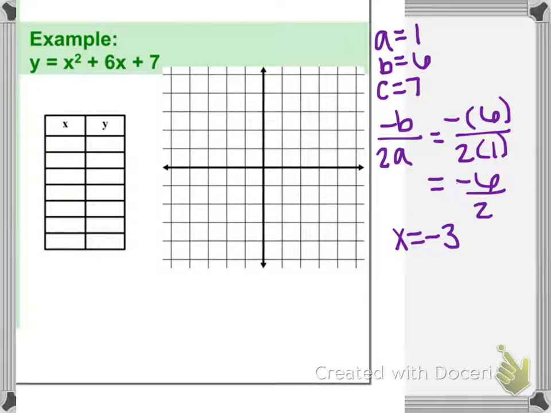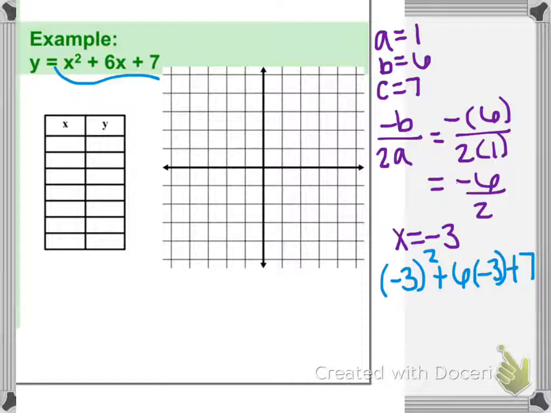Again, that's only the x-coordinate of the vertex. Now you have to plug it into your equation with parentheses to find the y. So you plug in the number that you just found for x, and then get negative 2. So my vertex, the point in the very middle of my graph, is negative 3, negative 2. So go ahead and plot it. That's left 3, down 2.